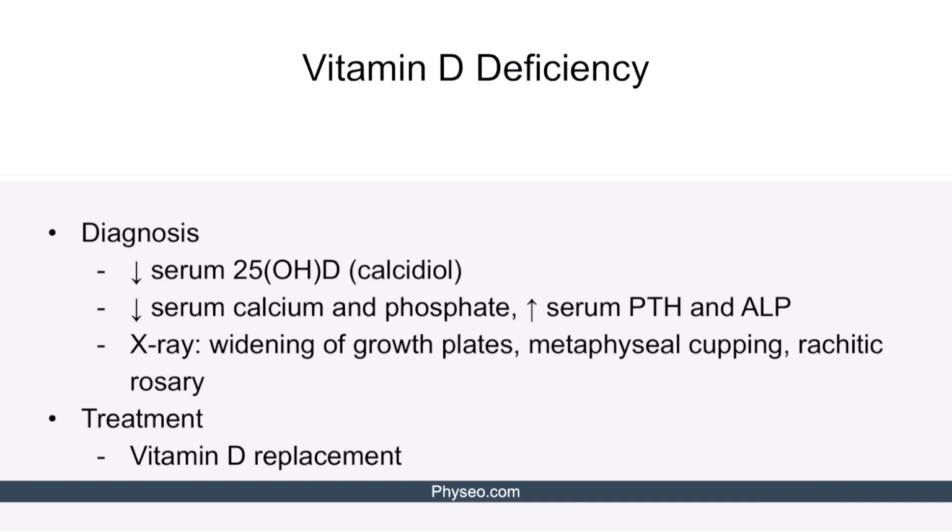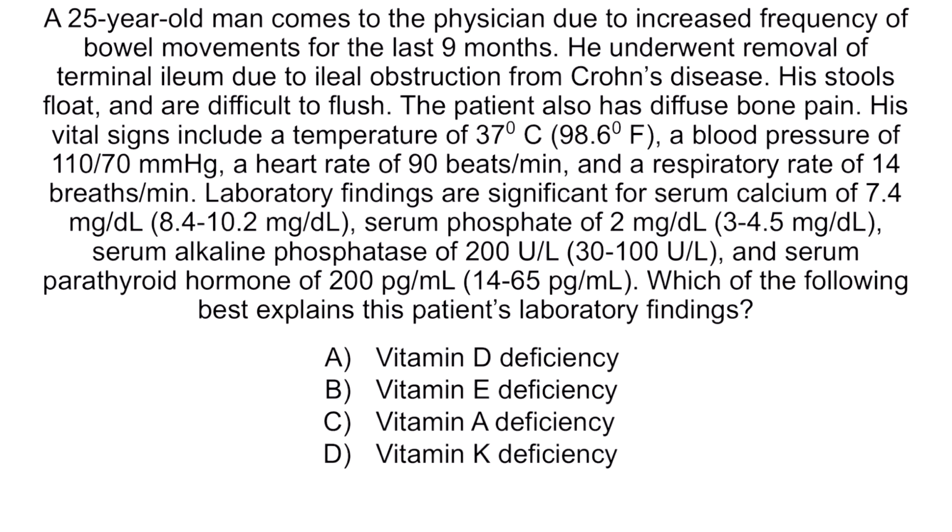This slide reminds us of the diagnostic findings and the treatment for vitamin D deficiency. Let's discuss why other options are incorrect. Option B is incorrect because vitamin E deficiency is characterized by hemolytic anemia with acanthocytes, ataxia, and impaired vibration sense. Option C is incorrect because vitamin A deficiency is characterized by dry skin, immunosuppression, Bitot spots, and night blindness, rather than bone pain.